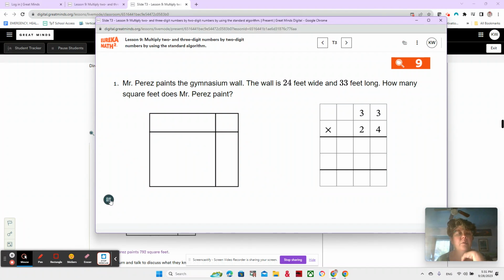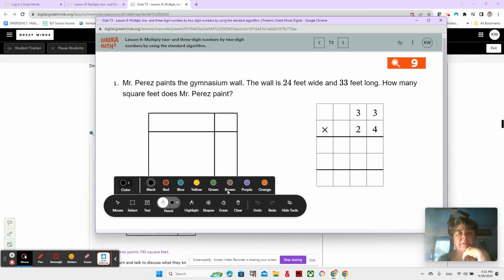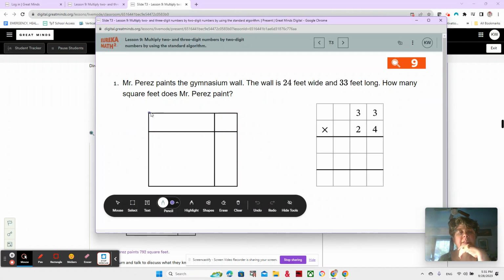Now, this is kind of cool because it relates to the area model, right? 24 feet wide, this would be the width, and 33 feet long. So, kind of something to think about. And if you wanted to, you could put your numbers 24 there and 33 here. But of course, it is up to you if you want to do that in a different way. This area model has it broken down by place value.